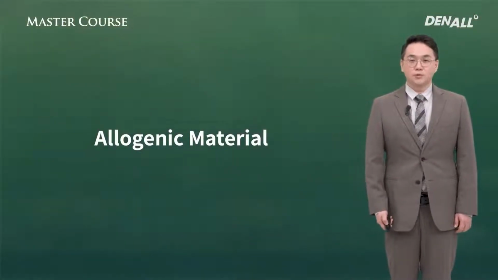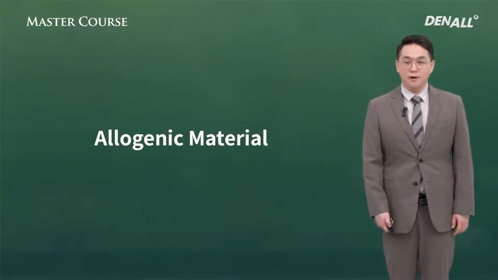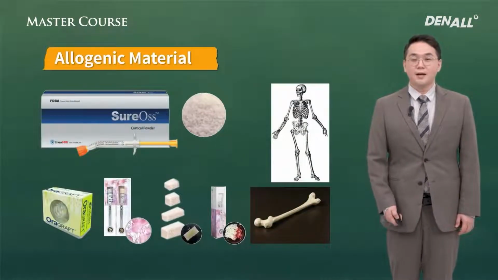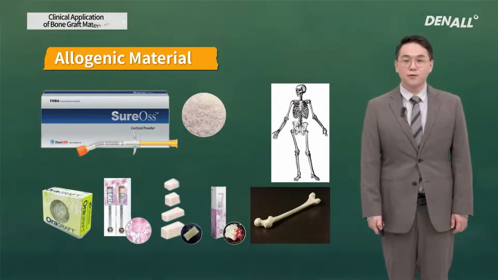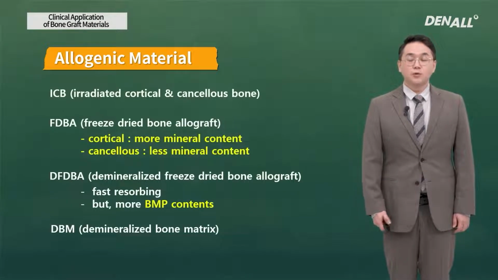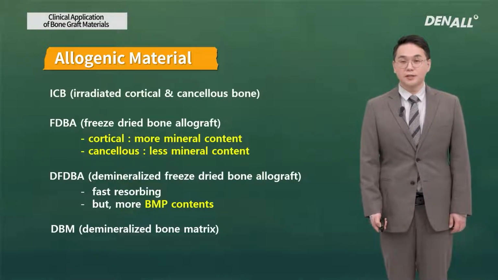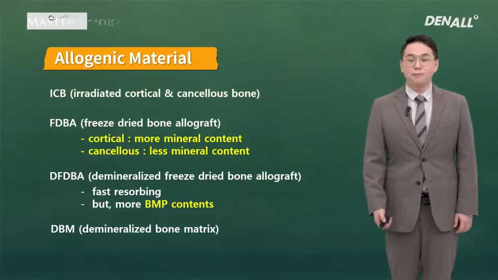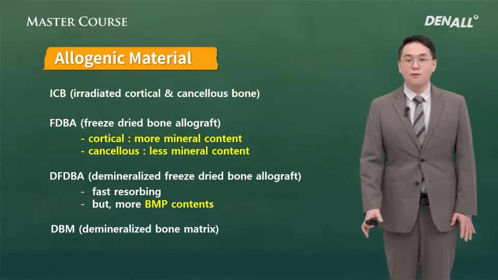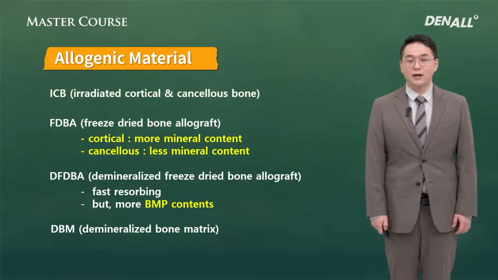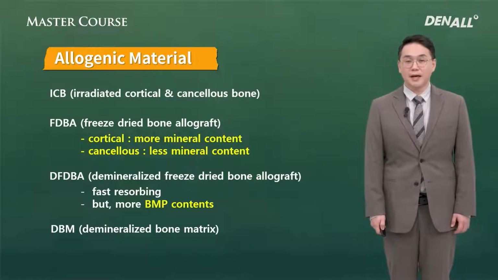Next, allogenic material. This is the processed bone from donated corpse. There are many different allogenic materials in the market. With this material, it is very important to remove the antigenicity. It is similar to organ transplant that requires the removal of antigenicity. There are broadly 2 ways to do it. Highly concentrated irradiation or rapid freezing.